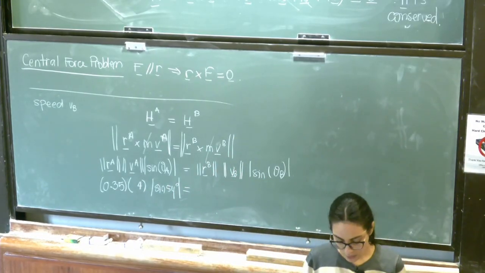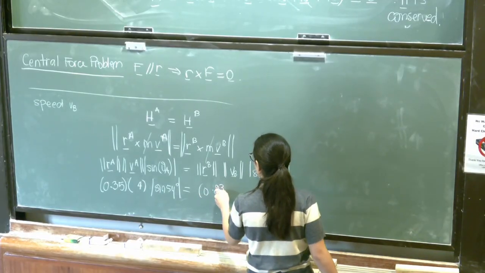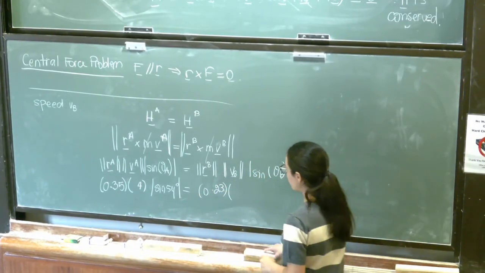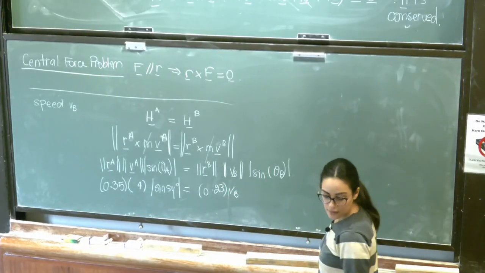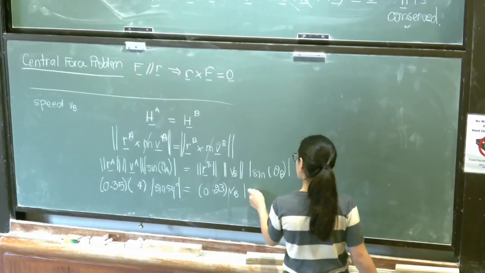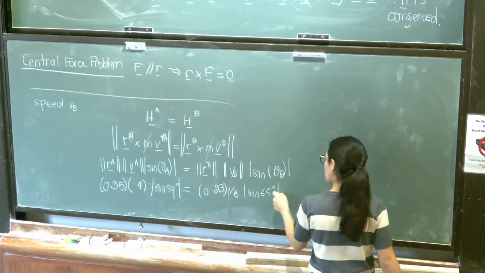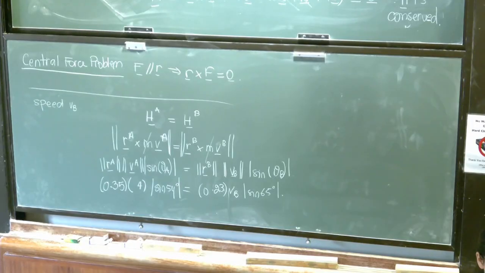Okay, RB is also given, 0.23. VB is what we want to calculate. And that angle is also given, sine 65 degrees. So we can now calculate the speed of the particle at point P. Does that make sense? Any questions? Any other conservations in this problem?